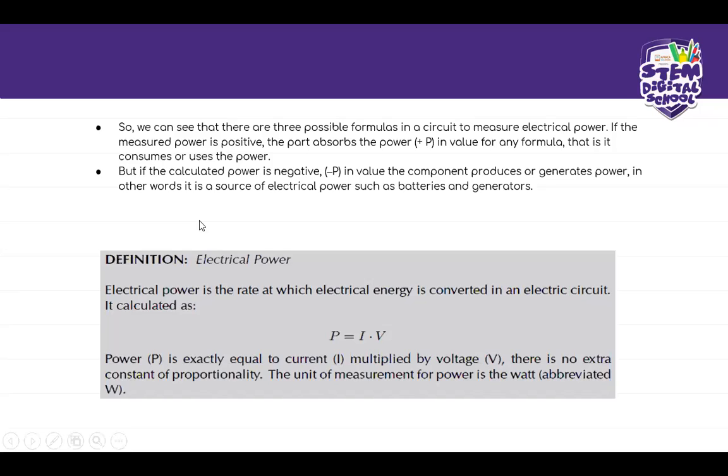So that's why our formula is P is equal to I times V. Okay, so there's no extra constant of proportionality. The unit of measure of power is watts and will always be like that.